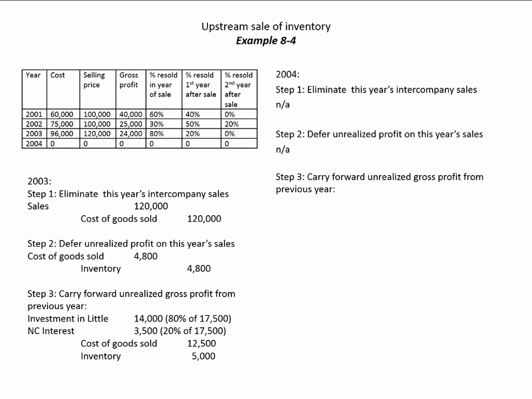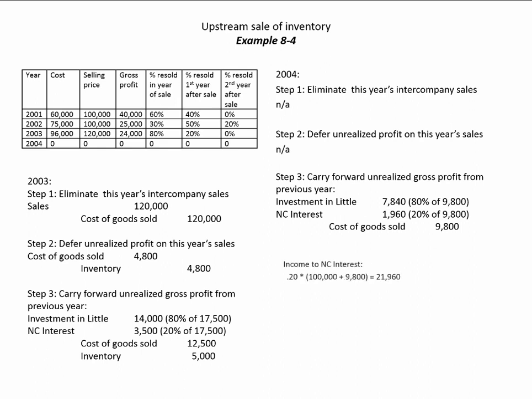And now the question is, that $9,800 of unrealized gross profit, has that been realized and will adjust cost of goods sold, or do we still have it? Now apparently all the merchandise has now been sold, so we carry forward that $9,800 of unrealized gross profit, and again we split it 80-20 between the investment and the non-controlling interest. And now all that merchandise has been sold, so we'll go ahead and reduce cost of goods sold by $9,800.